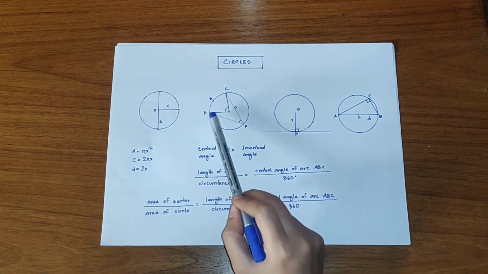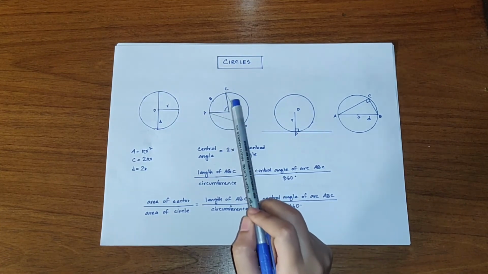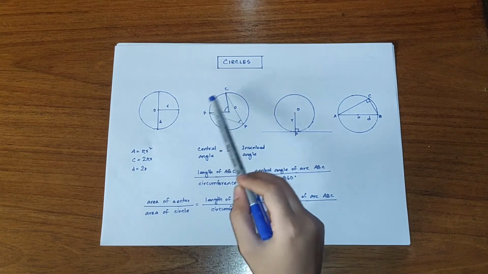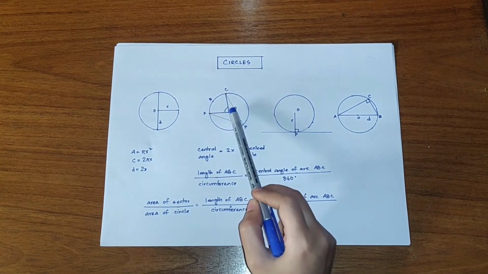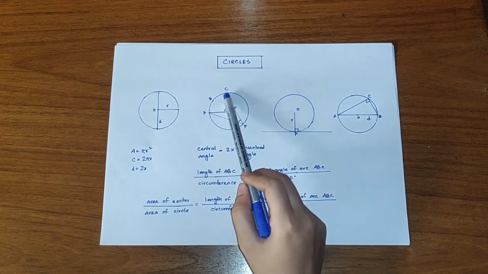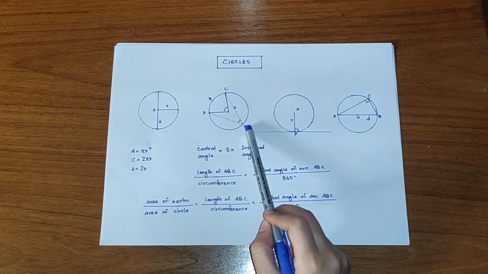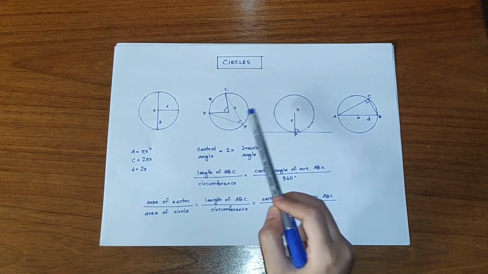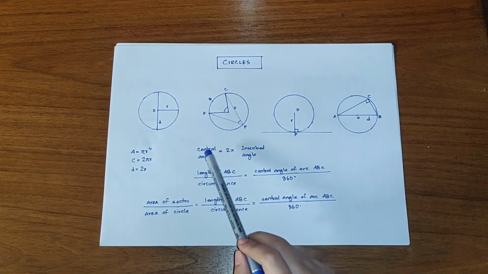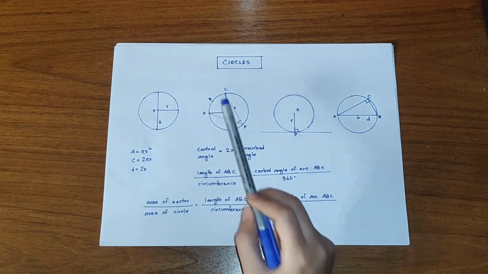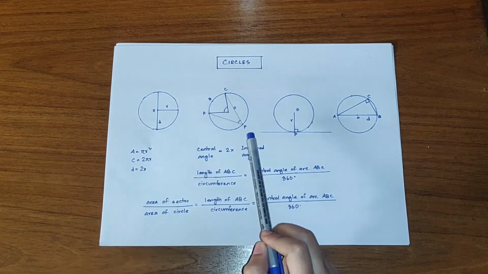When an arc creates an angle at the center of the circle, the angle is called a central angle. This arc can create an angle where the vertex is at the center like this. So AOC is a central angle. And if the vertex is located on the circle, then this is known as an inscribed angle. So APC is an inscribed angle. Now the central angle created by an arc is double the inscribed angle created by the same arc.